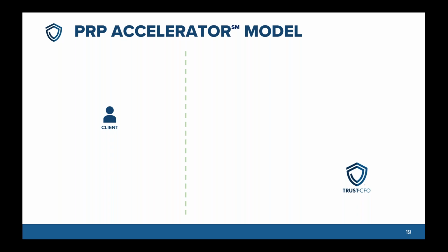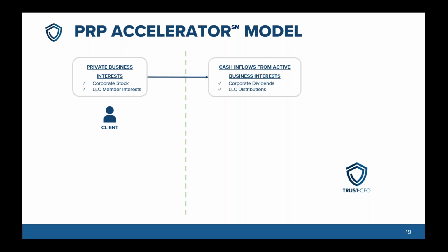So the accelerator model, where a client hires TRUST-CFO, is, if you refer back to the secrets, funding business interests or corporate stock, active corporate stock or LLC member interests that then drive cash flow. So now what's happening is that cash flow is now routing and being captured inside the private retirement plan and trust that is exempt. So we're protecting the business interest, the equity, the paper of the business, and then we're protecting the cash flow, the future value of the business. And so those are two important dynamics.